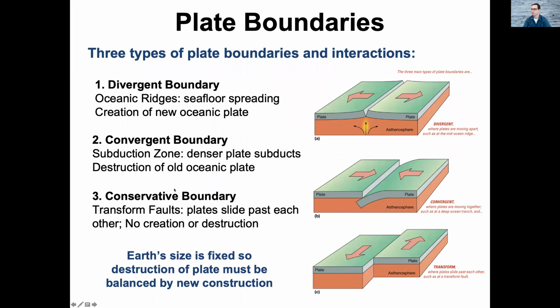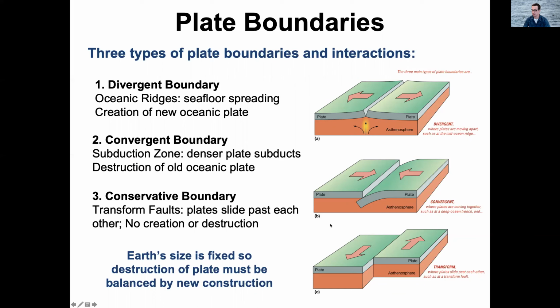Okay, so the 3 types of plate boundaries that we're going to talk about: divergent plate boundaries. These are ocean ridges where you have seafloor spreading and the creation of new oceanic plate. Convergent boundaries, where you have 2 plates coming together, and this can lead to subduction zones where the denser plate subducts, and you have destruction of old oceanic plates. And then conservative boundaries, so transform faults where the plates slide past each other, but you don't have creation or destruction of any plates.